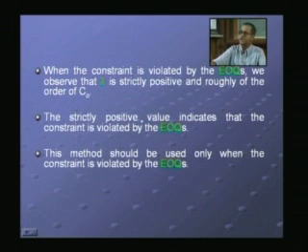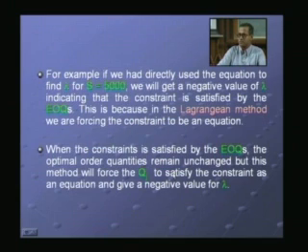Now when the constraint is violated by the economic order quantities, we observe that lambda is strictly positive. A strictly positive value indicates that the constraint is violated by the EOQs, and the Lagrangian multiplier should be used only when the constraint is violated by the EOQ, otherwise it would end up giving us a negative lambda and so on.